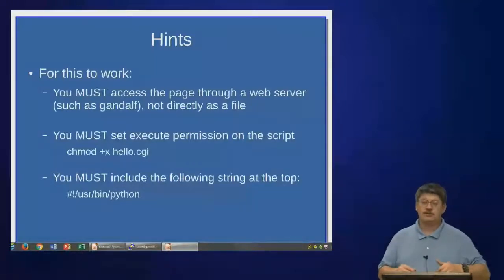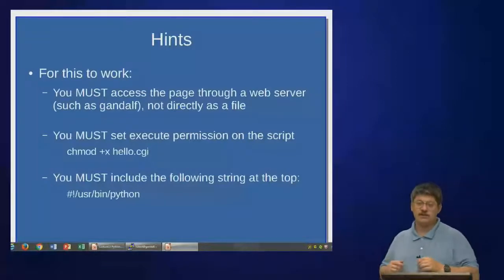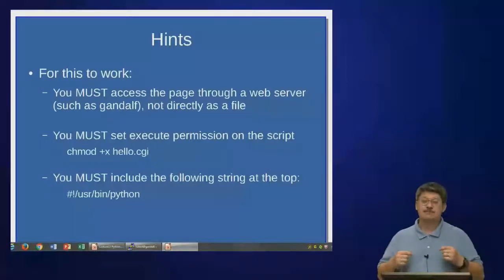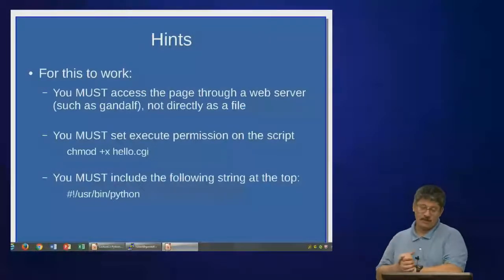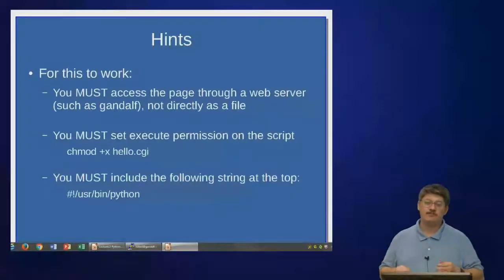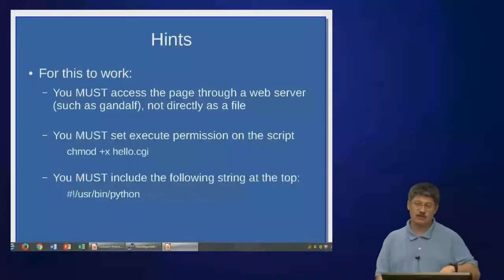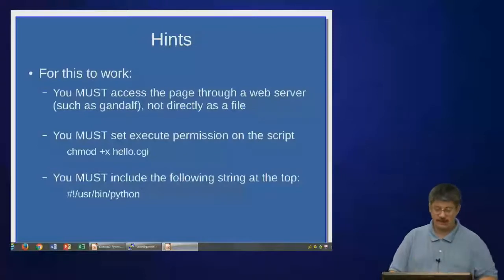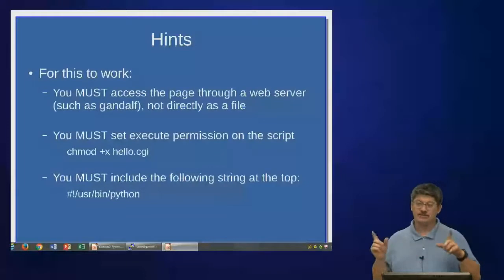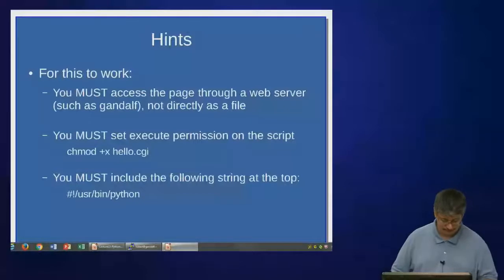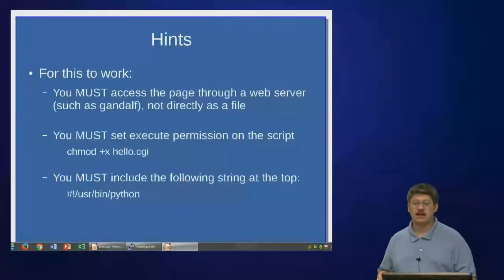Secondly, in order to be able to do this, you have to set permissions properly so that the web server has permission to execute the script and run it. So you have to add execute permission for your script. On Gandalf, you can do that by typing chmod plus x and then the file name. Chmod, by the way, stands for change mode. In Linux, permissions are also called the file mode. The mode of the file is what set of permissions is set. So here we're adding execute permission to hello.cgi. And of course, you have to have the magic at the top, the shebang user bin Python. If you don't have those 3 things, not going to work.